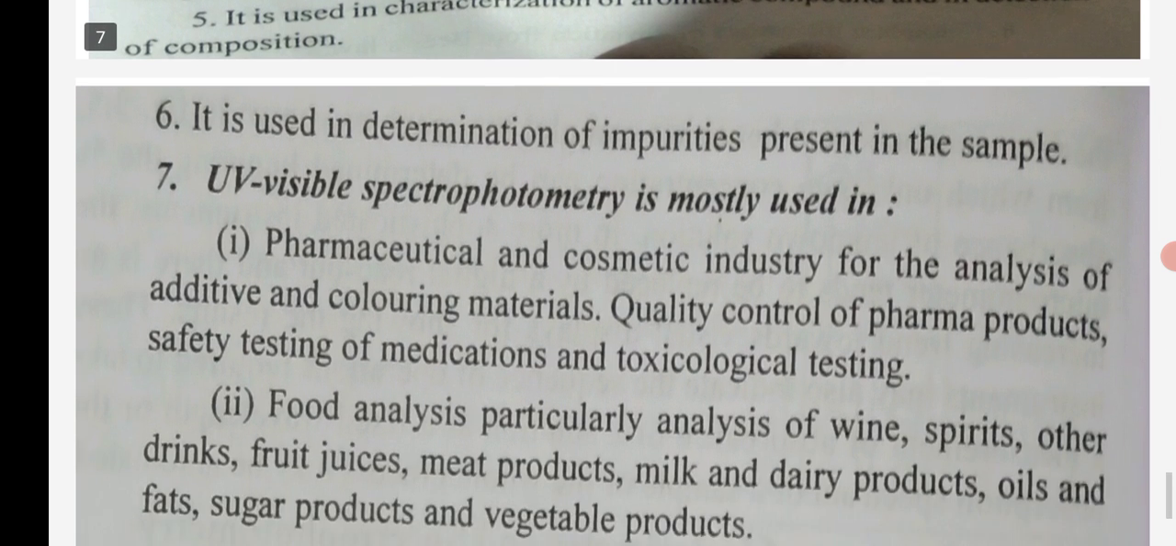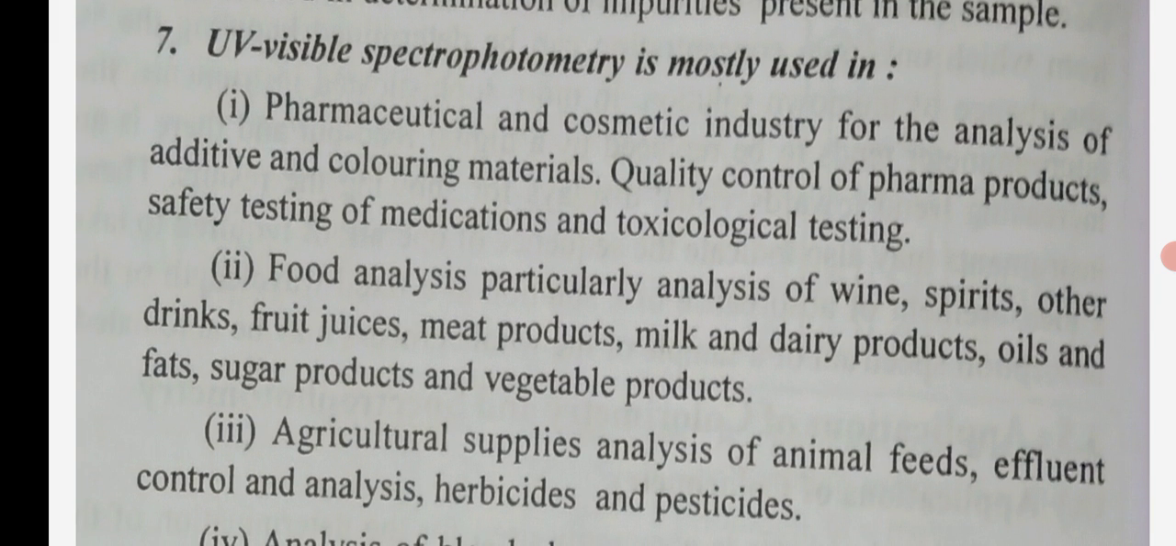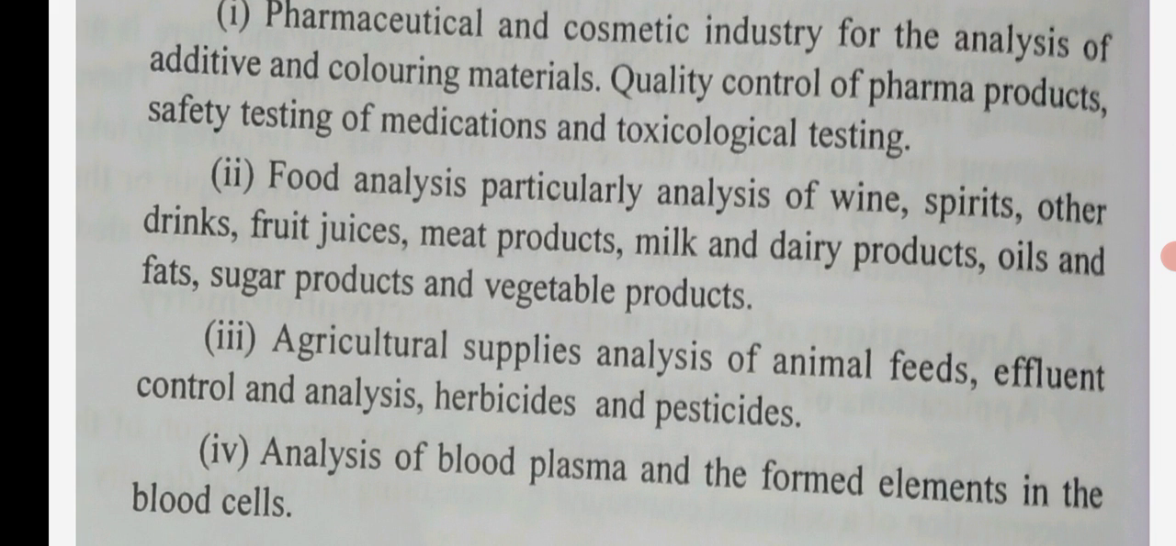And UV visible spectroscopy is mostly used in the pharmaceutical and cosmetic industry, analysis of additives and coloring materials. In food analysis, particularly analysis of wine, spirits, other drinks, fruit juice, meat products, milk and dairy products, oils, sugars, vegetable products, and agricultural supplies, analysis of animal feeds, effluent controls, analysis of herbicides and pesticides, and analysis of blood plasma and formed elements in the blood cells.